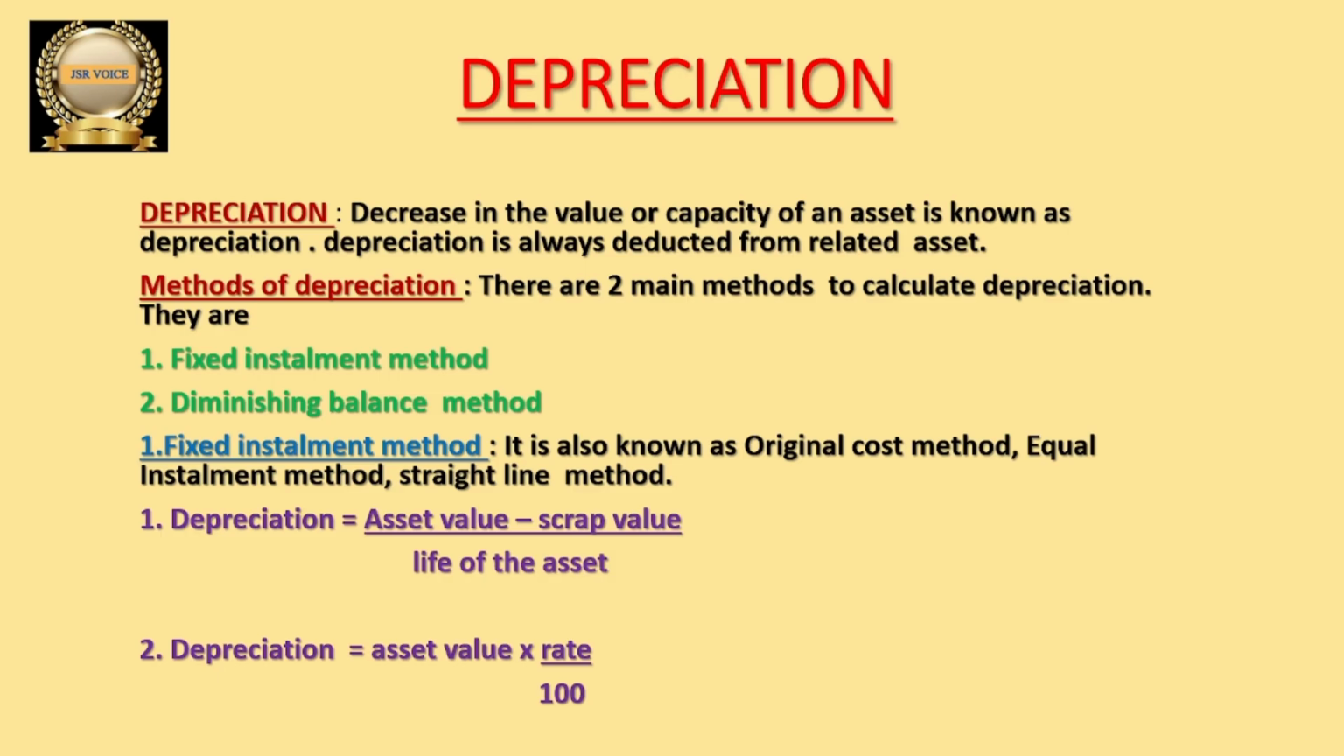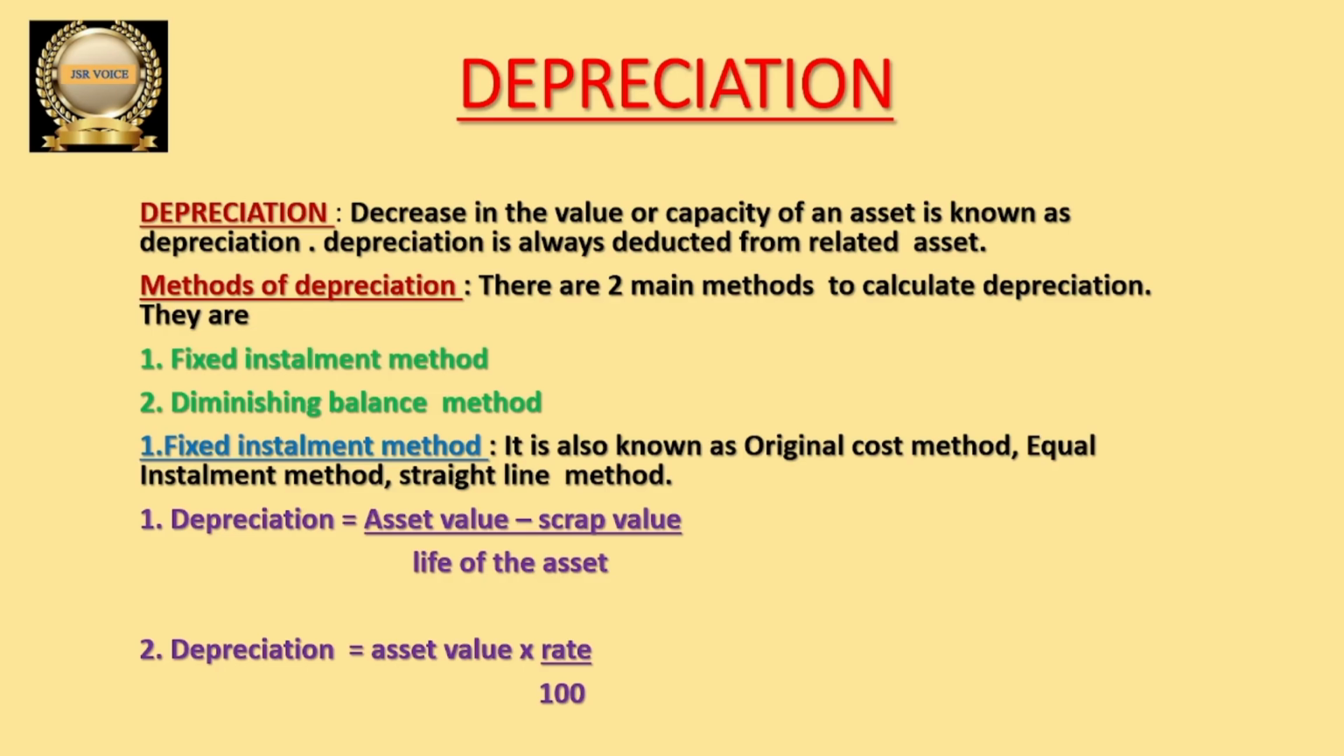So how do they calculate the depreciation? How many methods are there to calculate the depreciation? Let us discuss that now. Actually, there are so many methods in calculation of depreciation, but the most popular methods are only two. First one is the fixed installment method, second one is the diminishing balance method. Let us discuss what are those methods and what are the formulas of those methods.